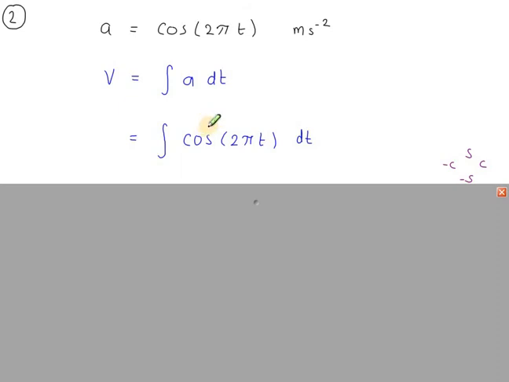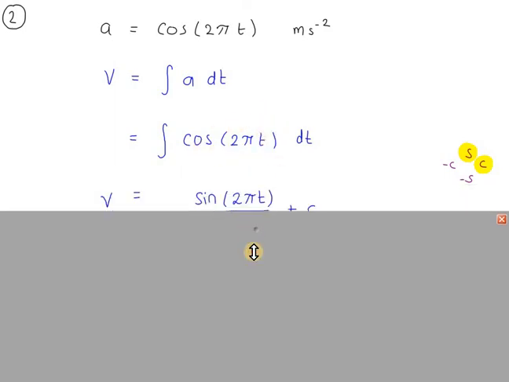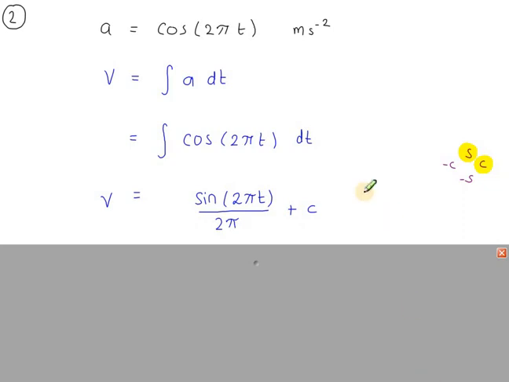So integrating cosine, where the angle here is in radians. So using this diagram, we're starting with a positive cosine function. There's a plus sign here. When we integrate, we go anti-clockwise, so that will take us to a positive sine function. And then we have to divide by the coefficient of t, like so. Add on the constant of integration.